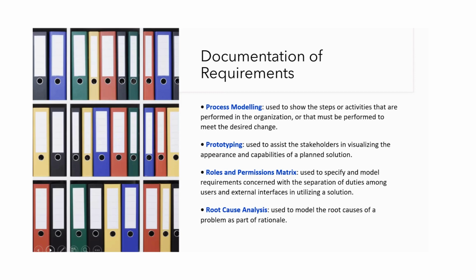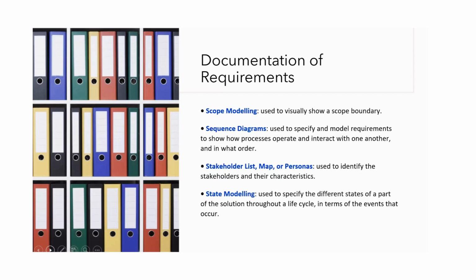Roles and permissions matrix, used to specify and model requirements concerned with the separation of duties among users and external interfaces in utilizing a solution. Root cause analysis, used to model the root causes of a problem as part of rationale. Scope modeling, used to visually show a scope boundary.